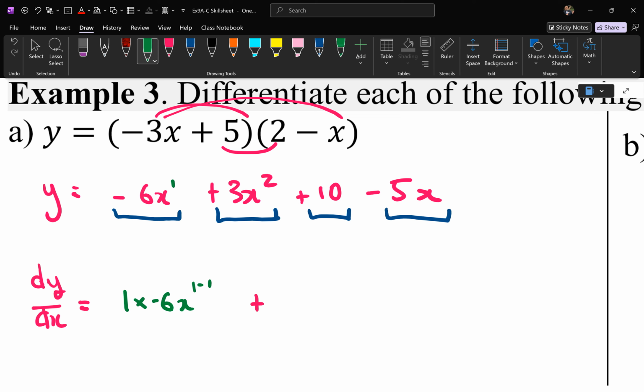Second one is a quadratic. N is power of 2. So power times coefficient, which is positive 3, minus the power by 1. Let's do the third one.